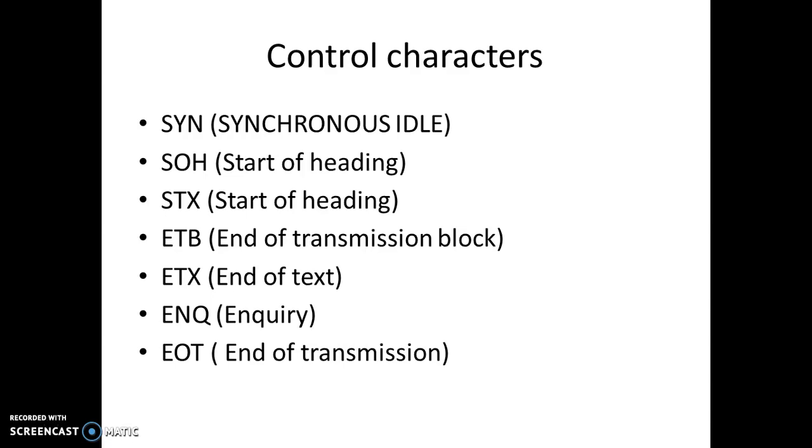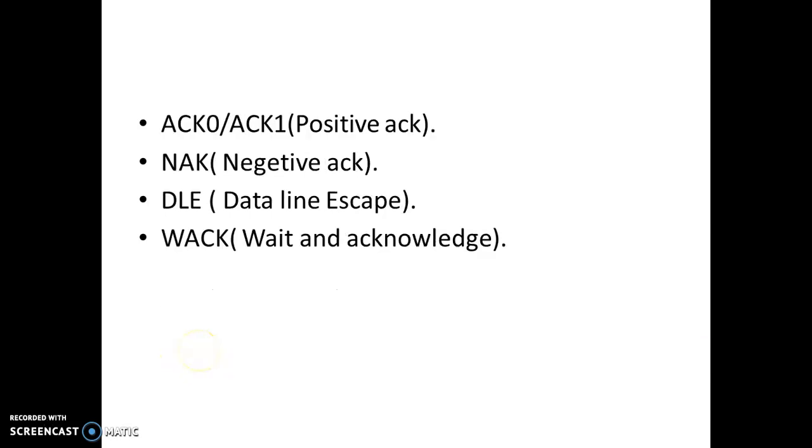Suppose one station has sent some data and no acknowledgement has come from the other end; then it is used to challenge the other station about whether it was received properly. Finally, end of transmission, usually at the end, tells the other end that it has finished transmitting the data. Since BISYNC uses a stop-and-wait flow control mechanism, it will have ACK0, ACK1, which we have already discussed, NAK and WACK. DLE I will see later on.